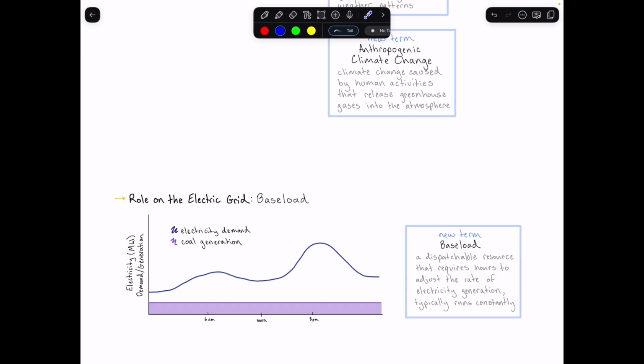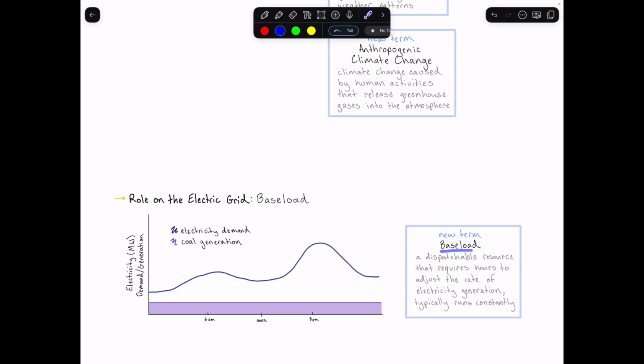But then this purple line here represents how coal-fired power plants are operated. They're operated to be generating electricity at the same rate throughout the day. And resources that produce electricity at the same rate throughout the day are called base load resources.